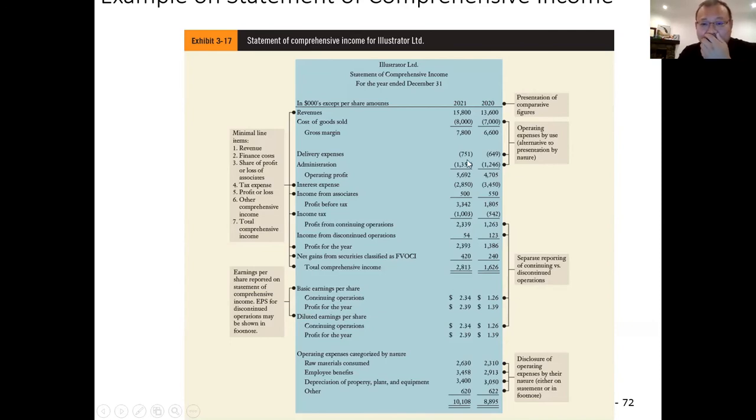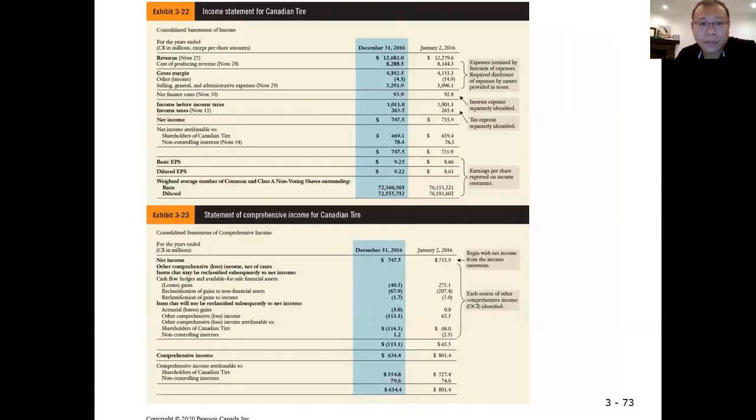So this is a very good example. It really tells us what the basic requirements by the IFRS are, what is expected for the statement of comprehensive income. So this is the income statement for Canadian Tire. Let's take a look.